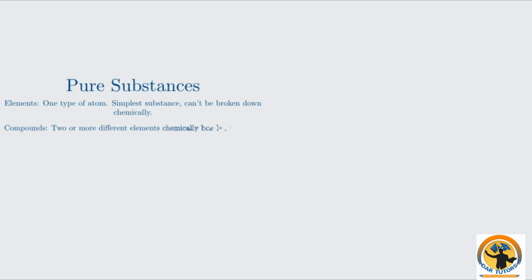Pure substances are further divided into elements and compounds. An element is a substance made of only one type of atom. It's the simplest chemical building block and cannot be broken down into simpler substances by any chemical change. A single atom is the smallest particle of an element that can exist. A compound is formed when 2 or more different elements are bonded together chemically in a fixed ratio. Unlike a mixture, a compound forms new substances with properties completely different from its constituent elements.